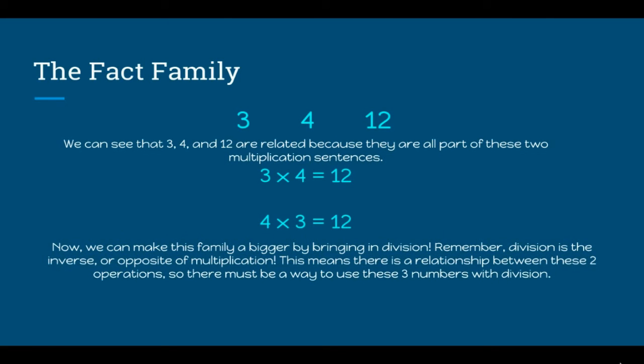Now we can make this family a bigger one by bringing in division. Remember, division is the inverse or opposite of multiplication. This means there is a relationship between these 2 operations, so there must be a way to use these 3 numbers with division. Pause here. With your mentor, discuss how 3, 4, and 12 can be related using division.